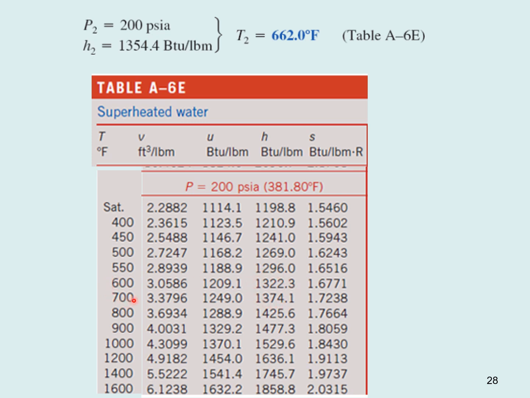so your temperature is somewhere between 600 and 700 degrees Fahrenheit. So what you're going to have to do here is interpolate. And again, you have to practice the interpolation skills. Use your calculator. So if you interpolate, you find that the temperature is 662 degrees Fahrenheit.